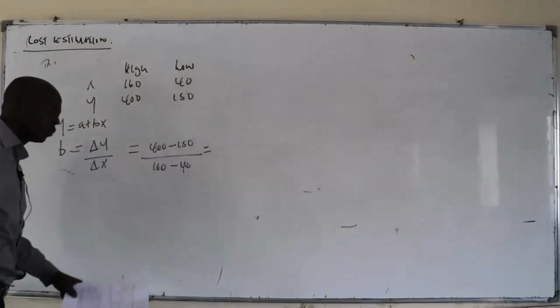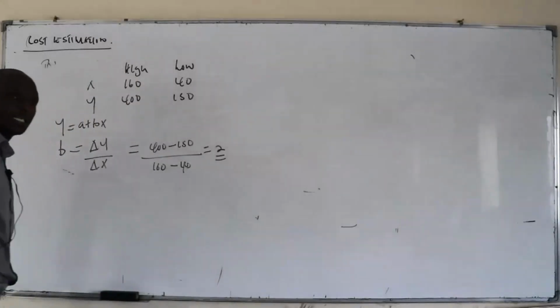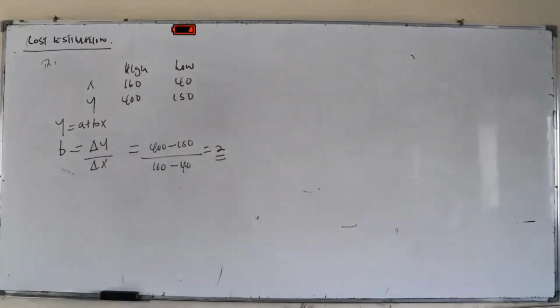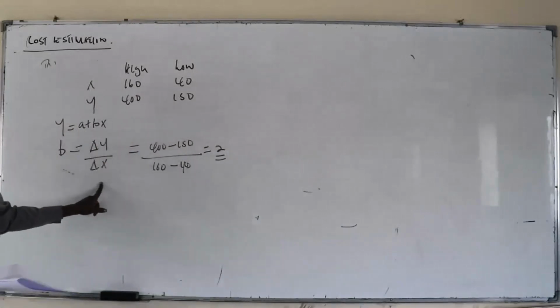So when you do that computation, what do you get? 2.08. So we can just say 2. We can round it off. So that is how we get the value of b. You identify the highest x and the lowest x, the highest y and the lowest y. Then b is the change in y over change in x.